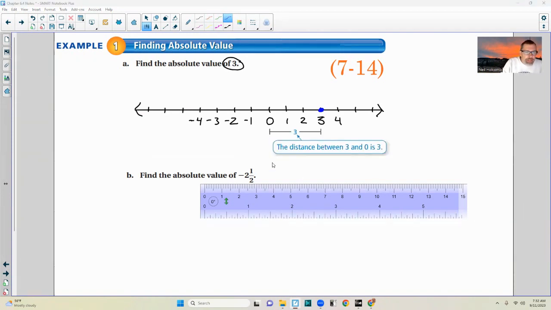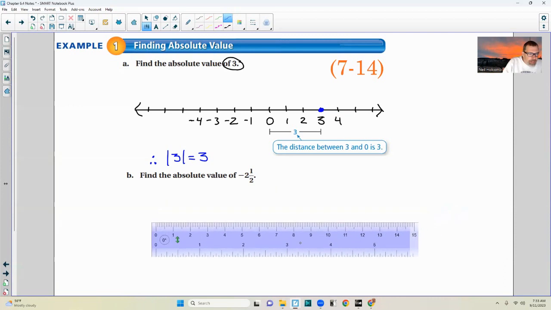Okay, so as you can see, the distance from this 3 to 0 is 3. So the distance between 3 and 0 is 3. And so therefore we can conclude, so remember the therefore is 3 dots in the shape of a triangle. That means therefore, the absolute value of 3 equals 3. So it says find the absolute value of 3, and this is how you write it. Absolute value of 3 equals 3. Okay, so let's continue with this. And so here's another one.